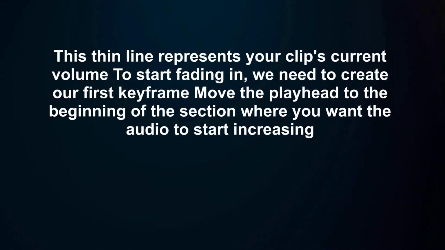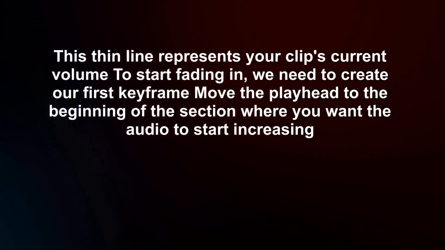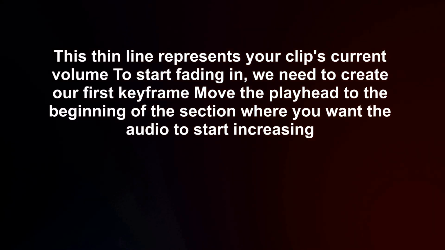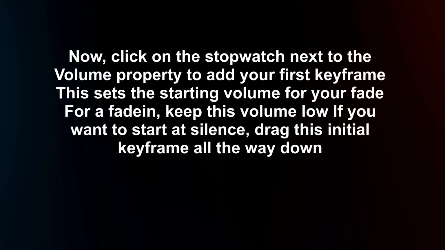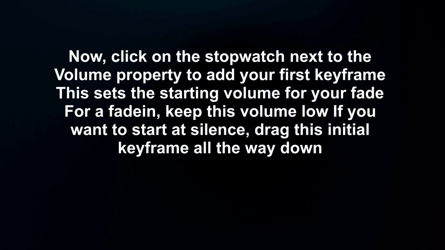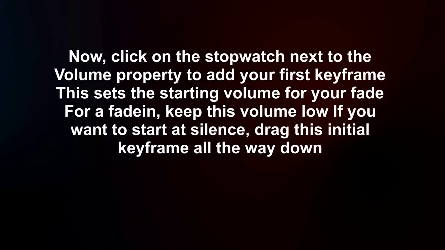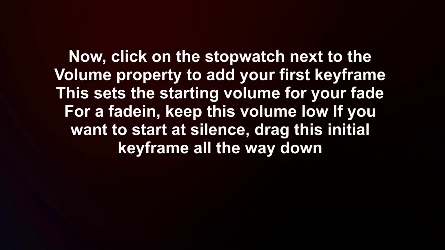To start fading in, we need to create our first keyframe. Move the playhead to the beginning of the section where you want the audio to start increasing. Now, click on the stopwatch next to the volume property to add your first keyframe. This sets the starting volume for a fade-in. Keep this volume low if you want to start at silence. Drag this initial keyframe all the way down.